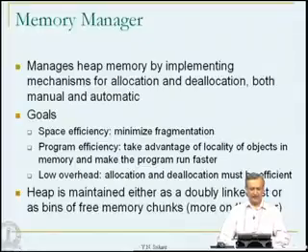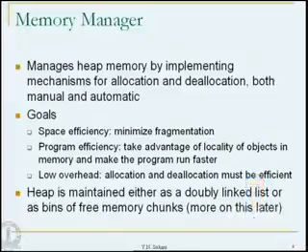Then there is the efficiency of the program itself. We must take advantage of the locality of objects in memory and make the program faster. How do we do this? If you are able to take advantage of the locality of objects, then possibly the cache will accommodate many objects which are going to be used very frequently, and when objects are located in cache, obviously the programs run faster. The memory manager must also have low overhead. Allocation and deallocation by themselves should not take too much time, they must take as little time as possible.